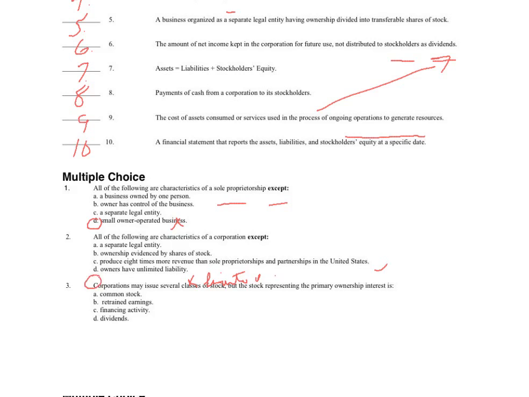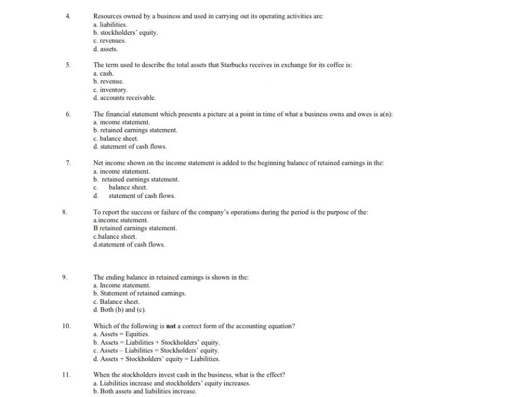Third, corporations may issue several classes of stock, but stock representing the primary ownership interest is common stock. That's the term we use, not retained earnings. Retained earnings is what the corporation has kept. Financing activity, no. The dividends, no. Resources owned by a business that carries out liabilities, no. That's what they owe. Shareholders' equity, no, right? The answer is D.